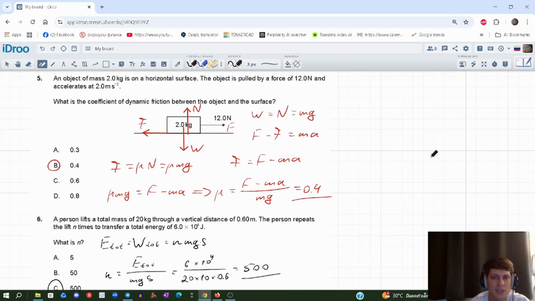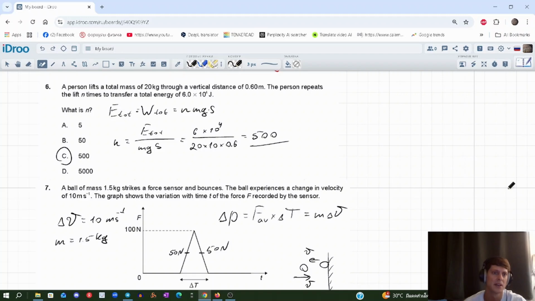So weight equals N equals mg, F minus friction equals ma, and friction also equals mu N, which is mu mg. So friction equals F minus ma, mu mg equals F minus ma, and mu, the coefficient of friction, equals F minus ma over mg, which is 0.4. This is option B.